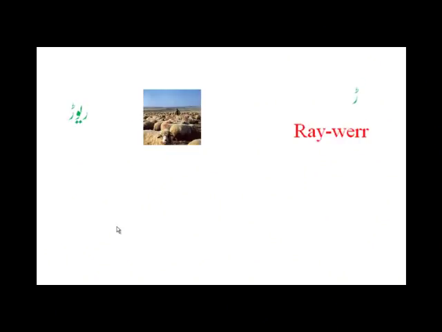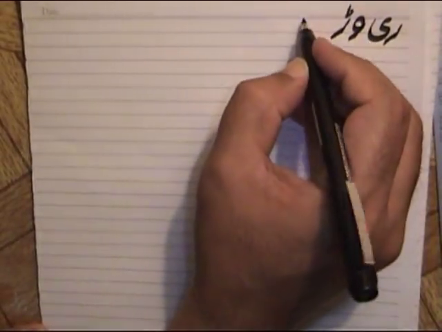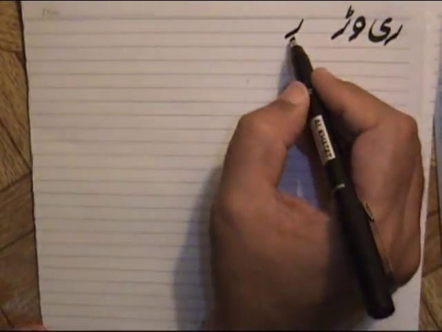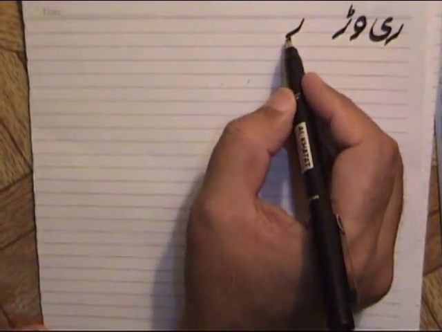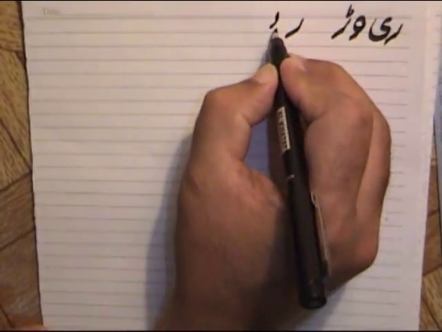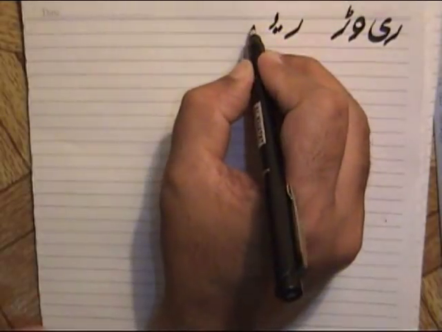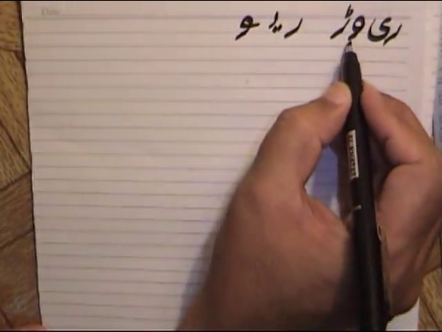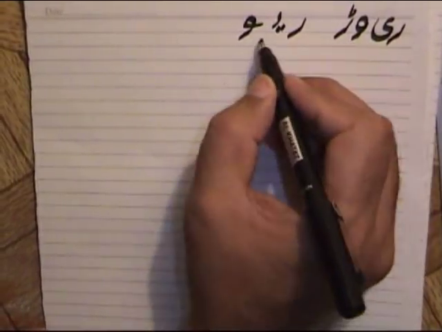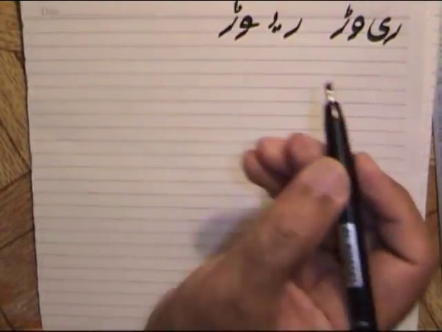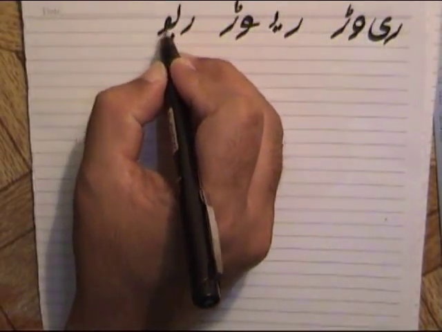Re, rever, a flock of sheep. Re, rever. So re, choti ye, then vav, and re again. Re, re, and vav are non-connectors, and choti ye is connector. So when we write them, re will assume the independent position because it is at the first place. Then ye, this is ye, initial position. And then vav, the final position of vav, because it is non-connector, we cannot bring it in the middle. Then re again will assume the final position. So rever will be written like this, rever.